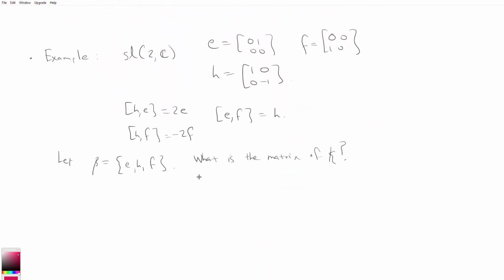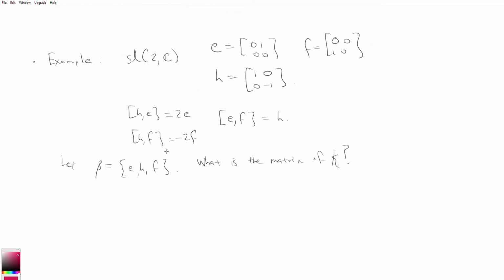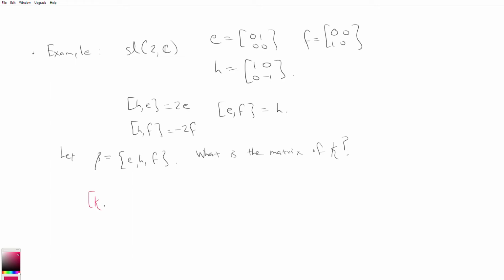Just a quick example. Of course, everyone's favorite example is SL2C, and so I've reconstructed the commutation relations here and how they can be identified with a subalgebra of GL of V for a two-dimensional complex vector space. And so the question is, what is the matrix of kappa with respect to beta? So really, we're asking what is kappa in the beta basis, right? Of course, we want the beta basis because this is, I would argue, the easiest basis to work with because of how nice these actions are with respect to the adjoint, right?